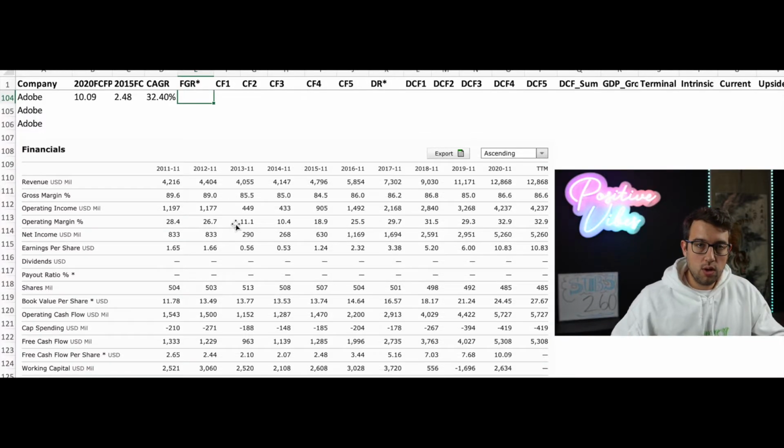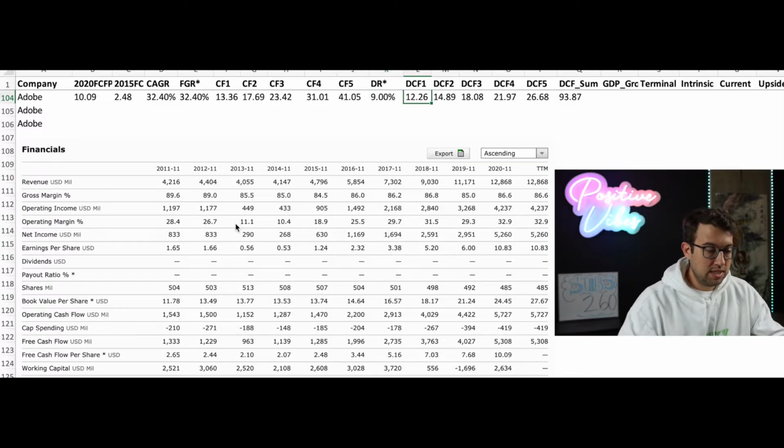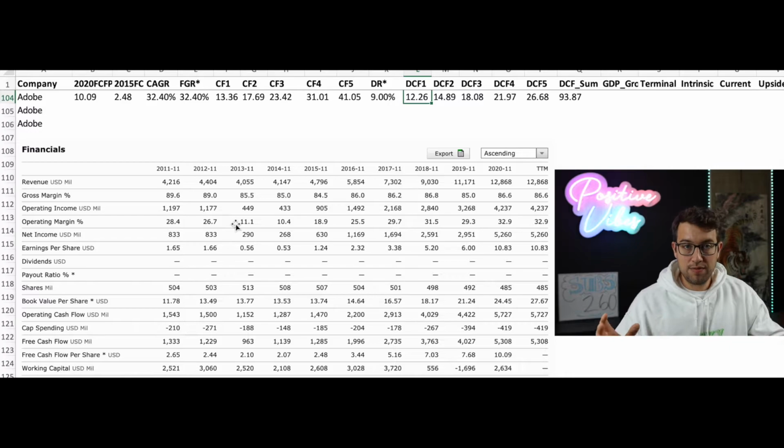So now I'm going to use the same future growth rate that has happened in the past. I'm going to use a 9% discount rate, which is about the average annualized return on the S&P 500. The reason you use a discount rate is because you have to compare the stock investment against something such as a benchmark like the market.